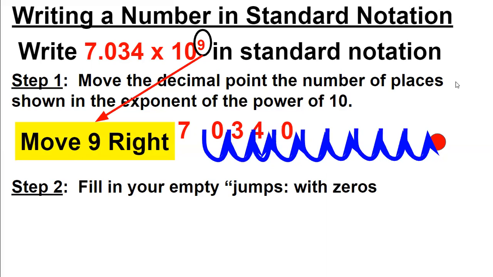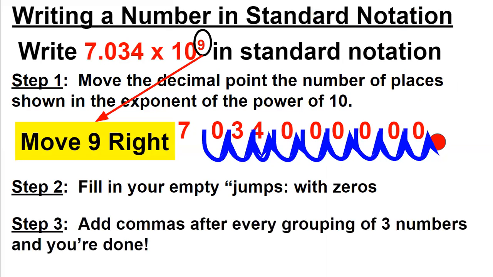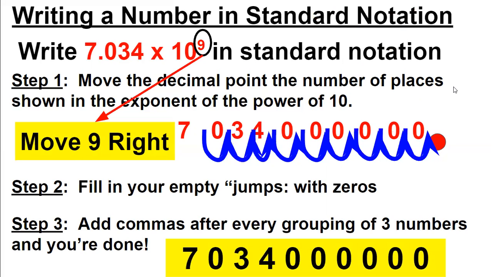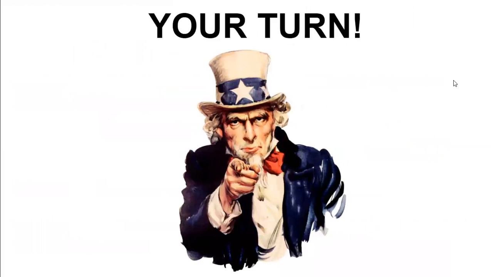There's a 0, there's a 0, there's a 0, there's a 0. Where did it go? There it is. There's a 0, and there's a 0. What's our final step? Add commas after every grouping of 3 numbers, and you're done. There's our number. So going from the right, every 3 numbers, we put a comma, another comma, and we have another grouping of 3, so we put another comma. That is, let's see, 7,034,000,000. Okay, now you're going to get a chance to give it a try. See you back in a minute.